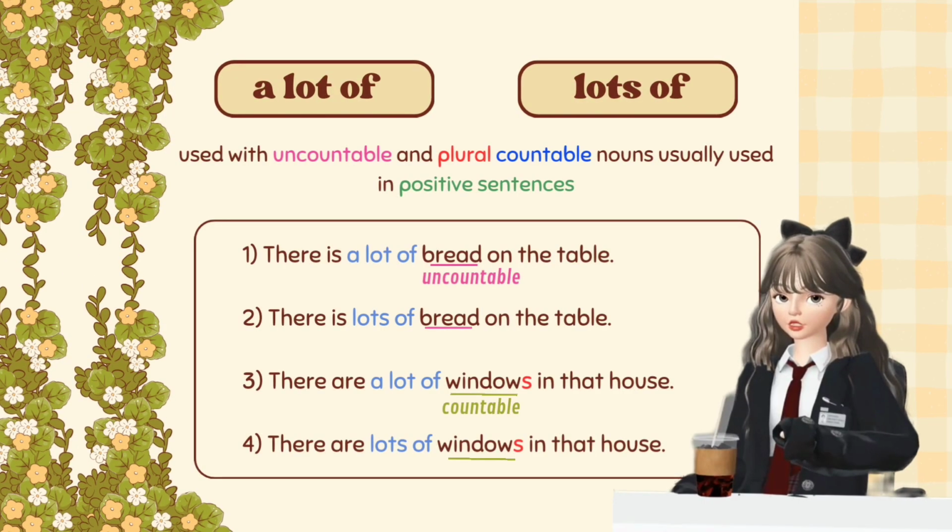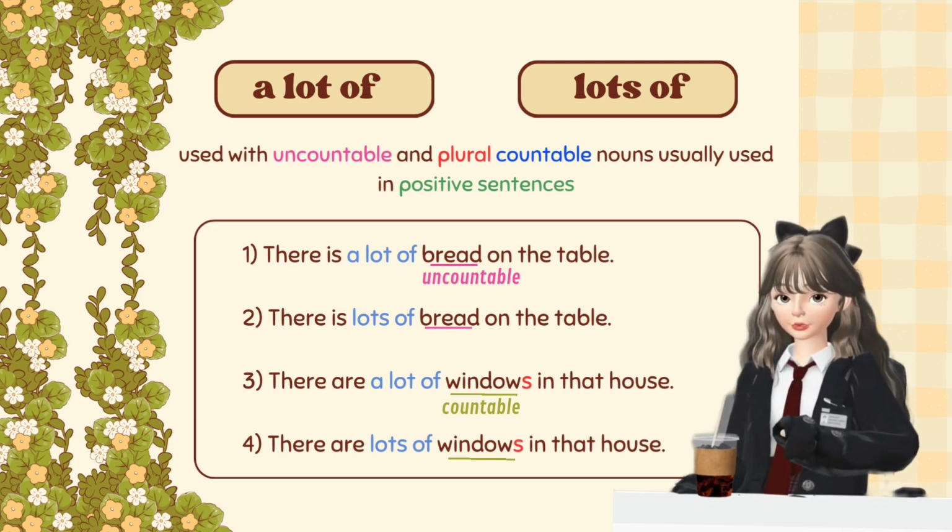Now let's look at a lot of and lots of. A lot of and lots of are used with uncountable and plural countable nouns, usually in positive sentences. Like much and many, they are used to quantify large amounts. So in the first example, there is a lot of bread on the table. Bread is a countable or an uncountable noun? An uncountable noun. Can also say number 2, there's lots of bread on the table. They both mean the same exact thing, so you can use a lot of or lots of with the uncountable nouns.